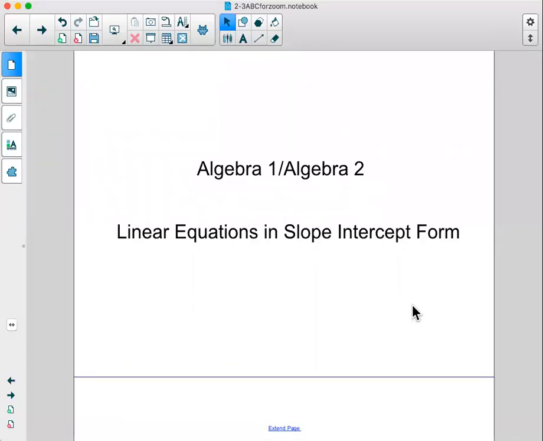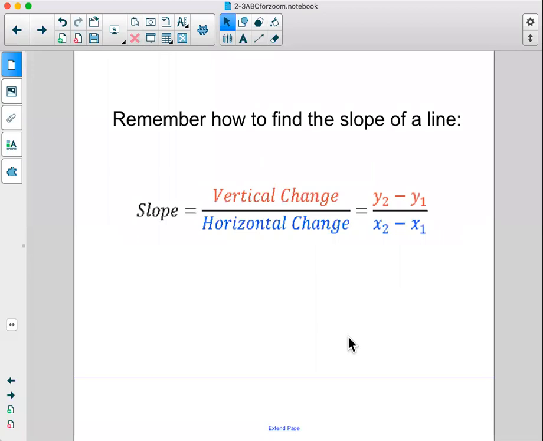Hello, algebra students. Today I want to talk to you about linear equations in slope-intercept form. So if you don't know how to find the slope of a line, pause and find the video on how to find the slope of a line first, and then come back to this video.